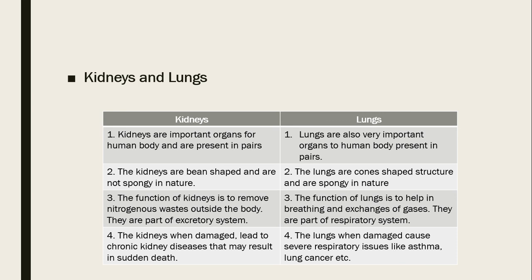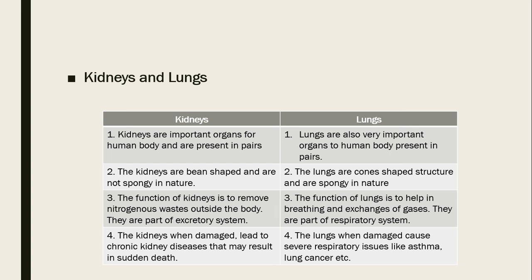Kidneys are important organs for the human body, and they are present in pairs. Similarly, lungs are very important for the human body, and they are also present in pairs. Kidneys are bean shaped. As you know, you have studied the detailed structure of the kidney. They are bean shaped and not spongy in nature. They don't have pores on their surfaces. And the lungs are cone shaped structures and they are spongy in nature.